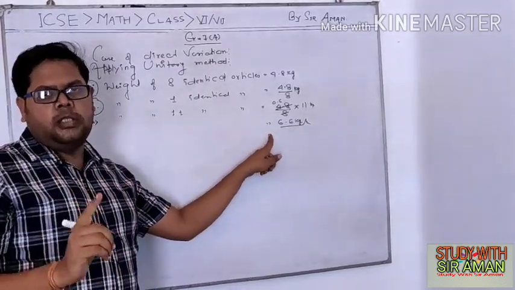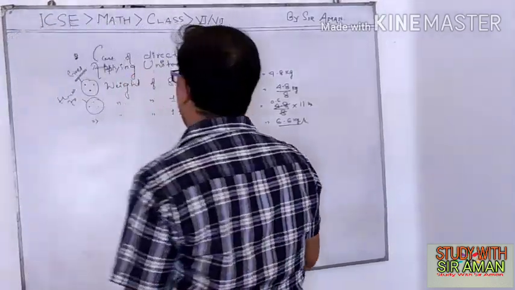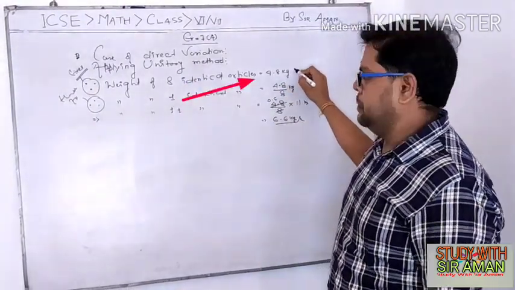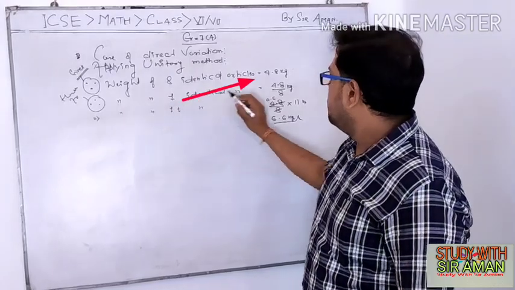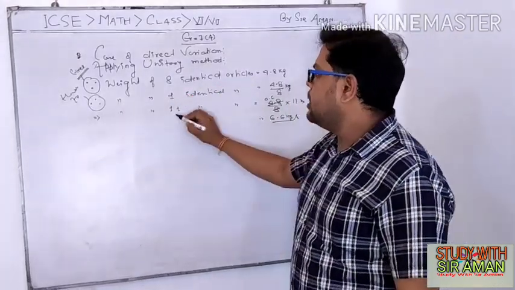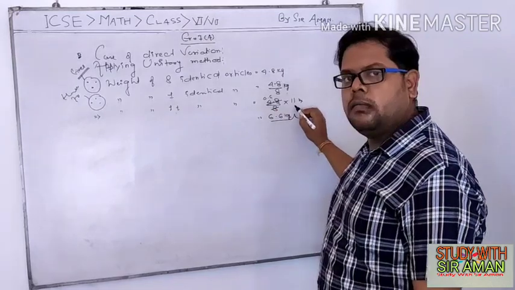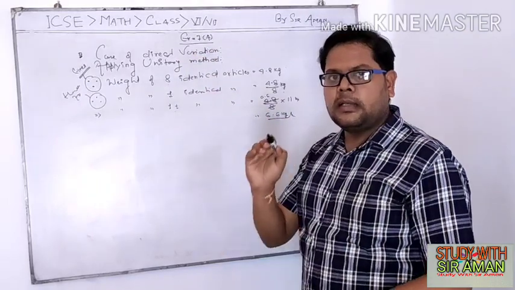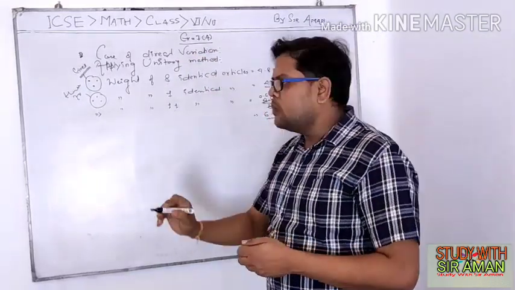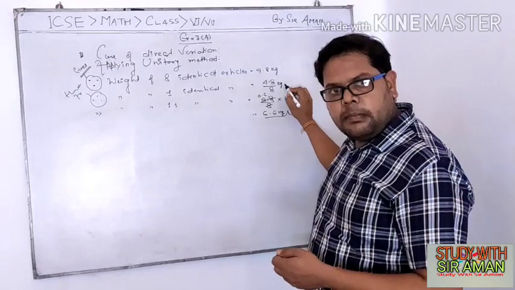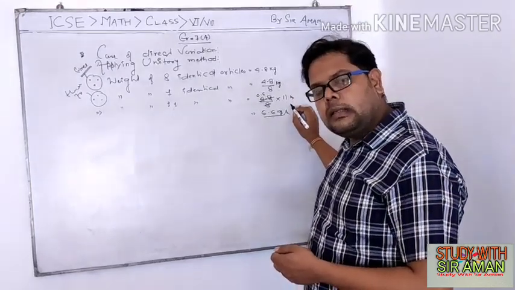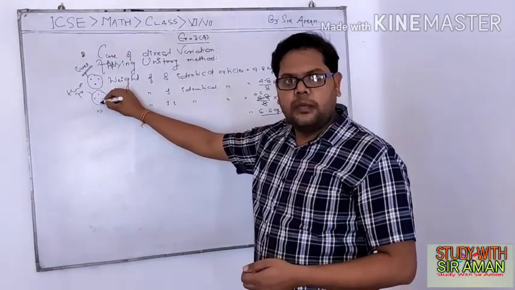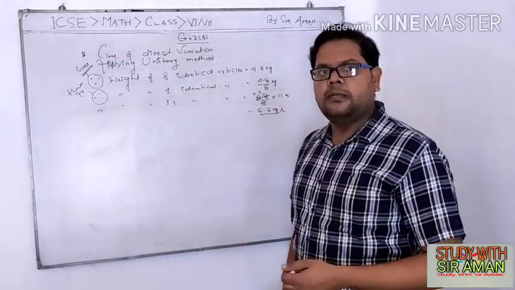This first question, you watch the board carefully. Weight of 8 articles is 4.8. What is the weight of 1 article? We will divide. Then what is the weight of 11 articles? We will multiply. It is in the case of direct variation. Whenever the case of direct variation will come, we have to divide in second step and we have to multiply in third step. This symbol is since, this symbol is therefore. Is it okay? Understood all of you?